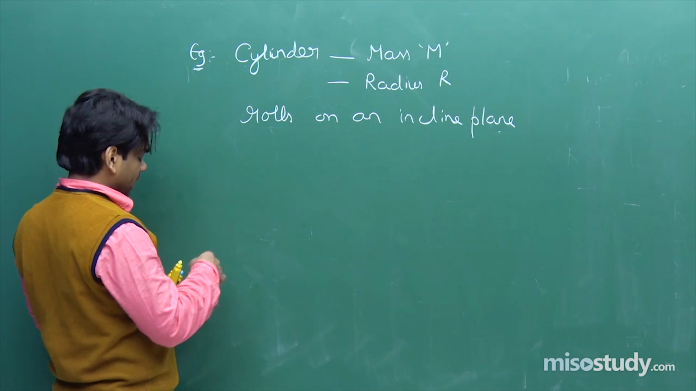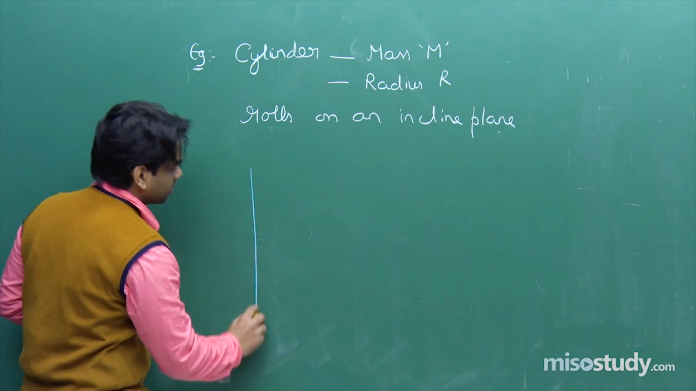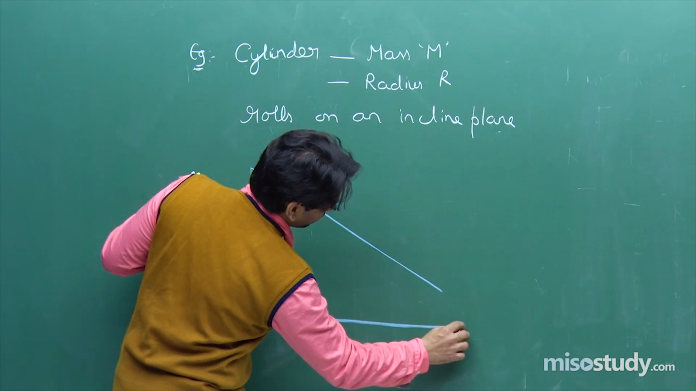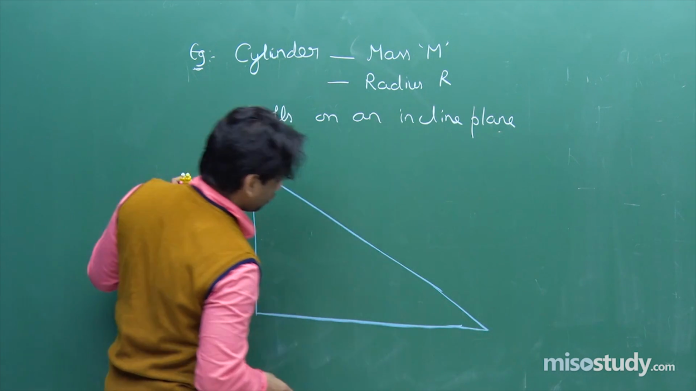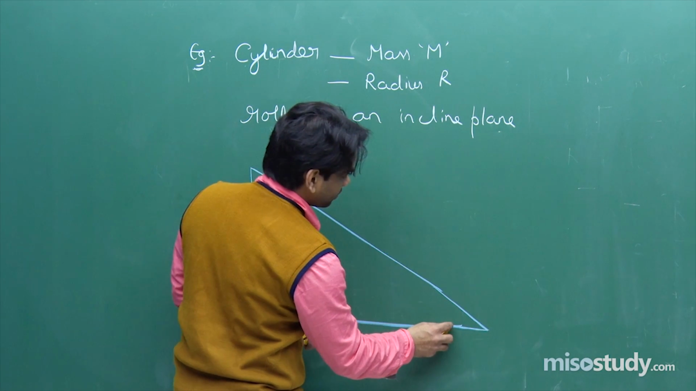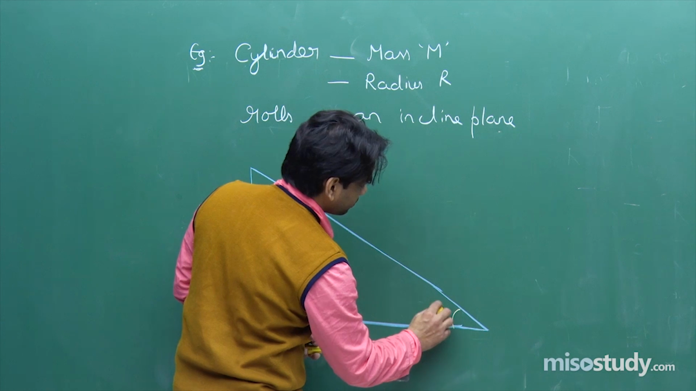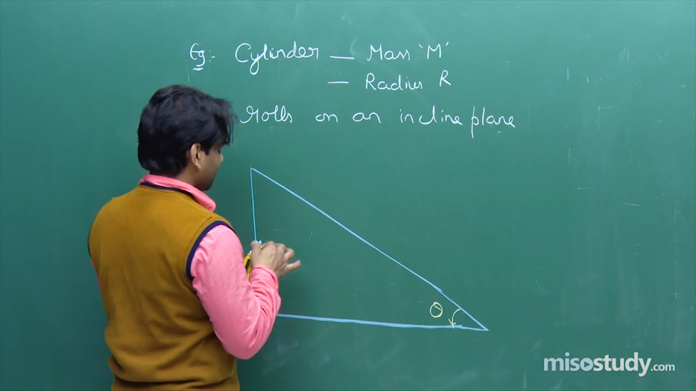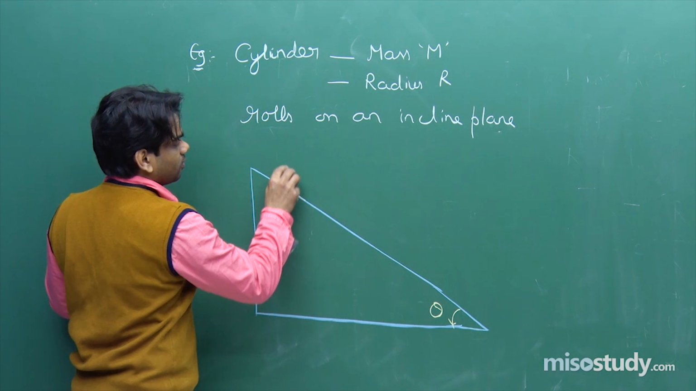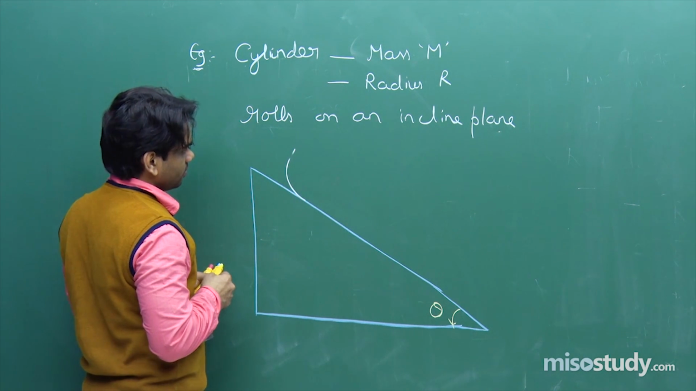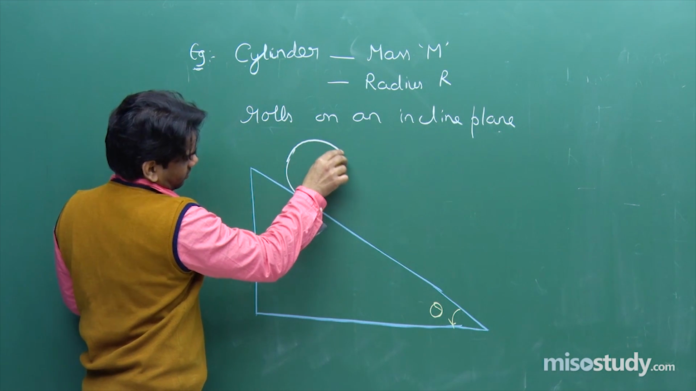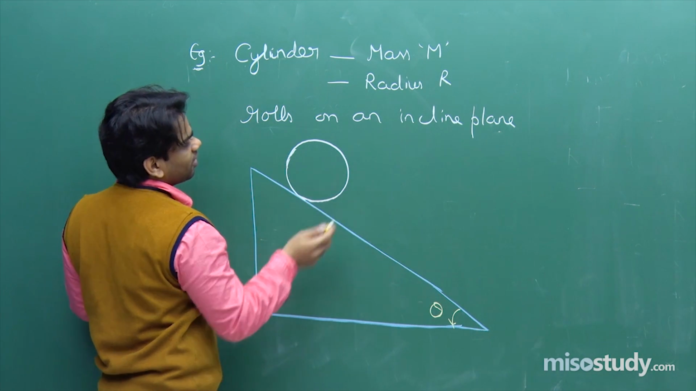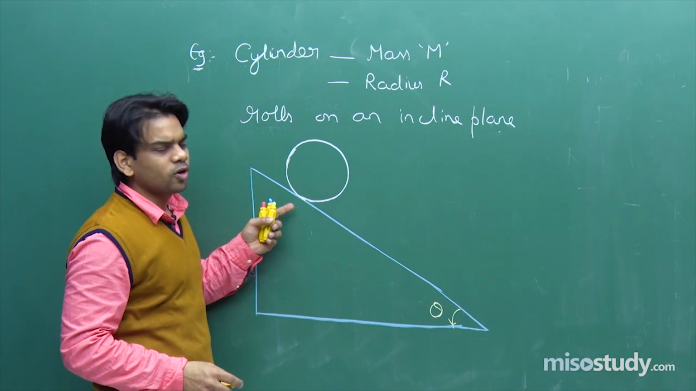Here the body will be somewhat like this. Let's say this is the inclined plane on which it is rolling. We will be finding out, with the given variables, the linear acceleration of the cylinder. Let's say this angle is given as theta, and the cylinder is rolling. This is a cylinder of mass m and radius r which is rolling. It is touching only at one point of contact.